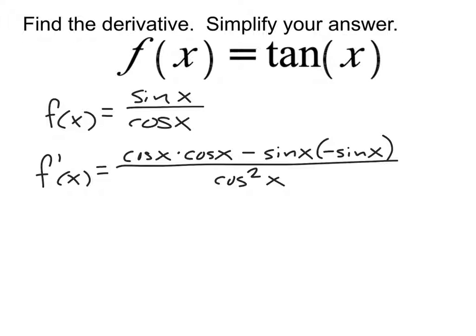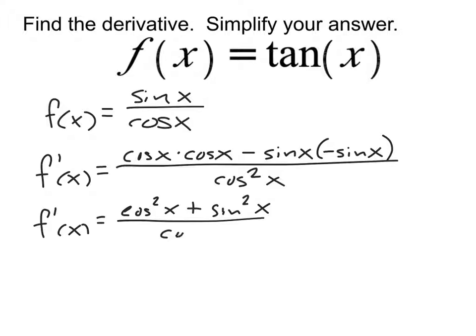So once you've gotten to this point, we can clean up. So now f prime of x can equal, well, cosine times cosine is cosine squared. So I can rewrite that as cosine squared x. And then minus a negative sine, okay, so that's going to be plus sine squared of x over cosine squared of x. Okay, so we're making good progress here. Can I cancel out those cosine squareds? Because it's addition, nope, because there's not a cosine squared over here.